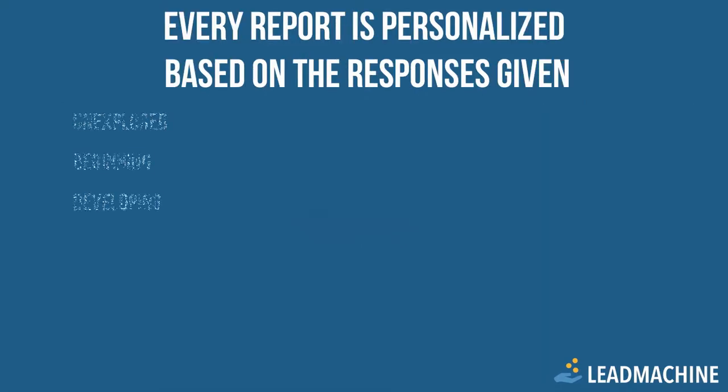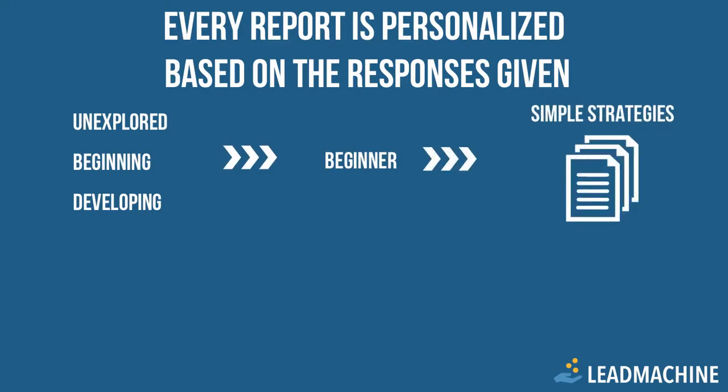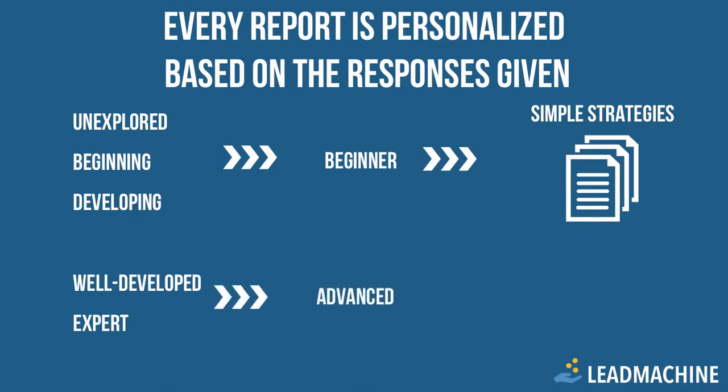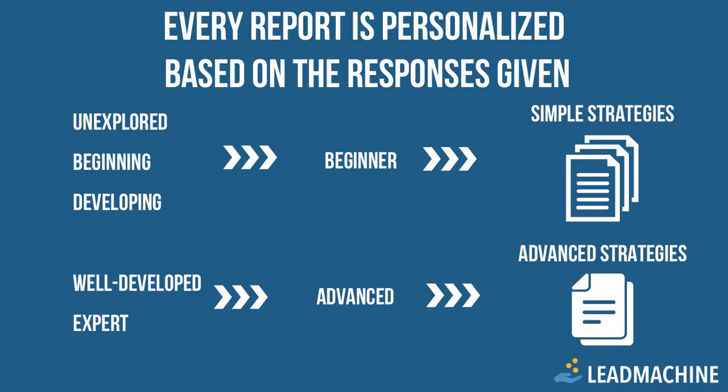So for the beginners, we send them a simple strategy. For that question, if they chose unexplored, beginning, or developing, we treat them as a beginner, and the first paragraph is a simple strategy. Then for well-developed and expert, they are now advanced, and as a result, we're going to send them a more advanced strategy. So let's look at an actual email so you can see how this works.